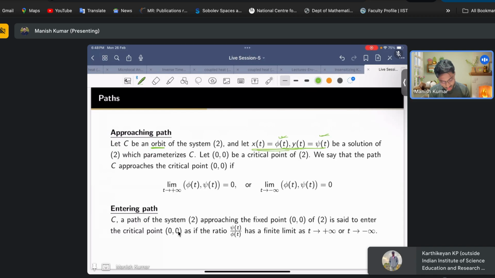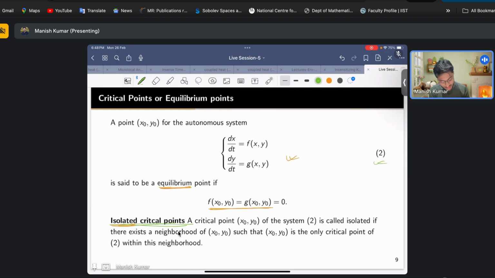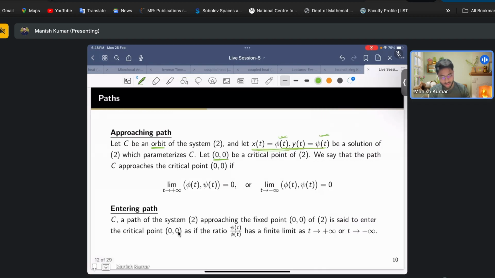Then 0 0 is a critical point of this system. The whole theory I will talk about is for 0 0, but this can be extended to any critical point x naught comma y naught. There is nothing very special about 0 comma 0.